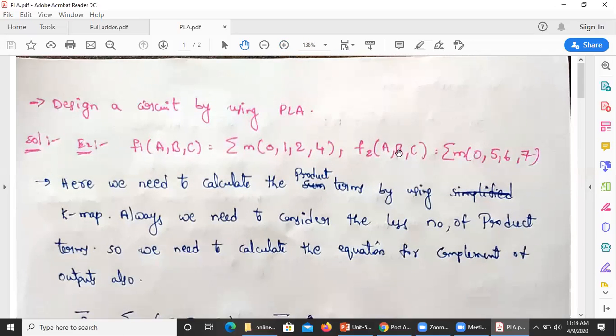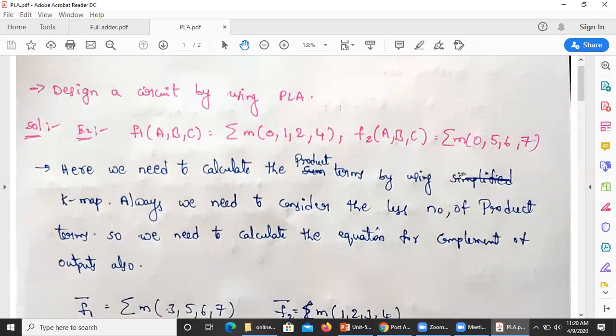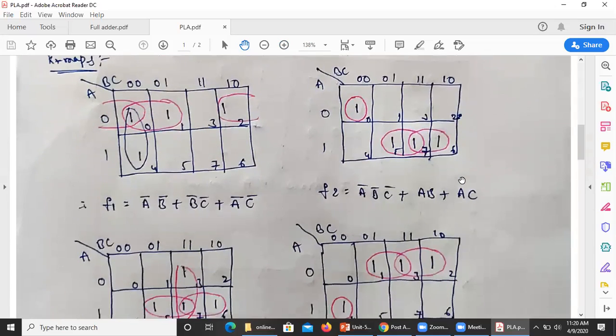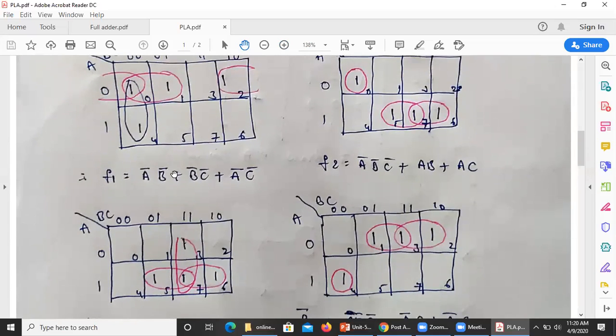See, here we are going to design one problem by using the PLA, where F1 of ABC is equal to sigma m of 0, 1, 2, 4, and F2 of ABC is equal to sigma m of 0, 5, 6, 7. So here F1 contains some minterms and F2 contains some other minterms. By using the K map, we simplify the equation, and we get the equation for F1 as A bar B bar, B bar C bar, A bar C bar.